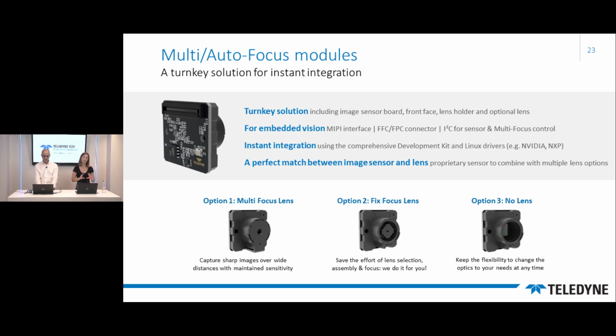Why is it turnkey? It includes, in fact, a dedicated image sensor board. So you have your image sensor on a dedicated board. You have the front face, as you can see, the lens holder, and even you can benefit from optional lens in our case. Those type solutions can be quite convenient if you're working or planning to develop embedded vision solutions. So not relying on a PC anymore, but on a single board computer. In that case, you can benefit from the MIPI interface.